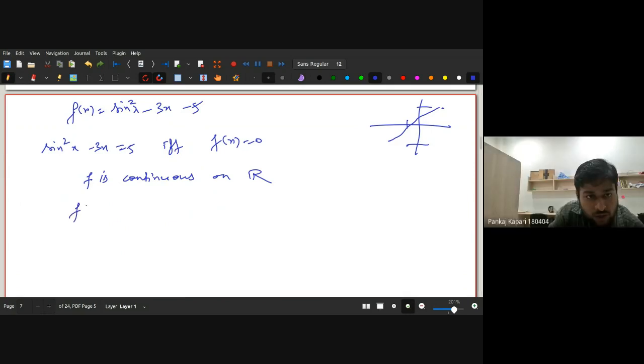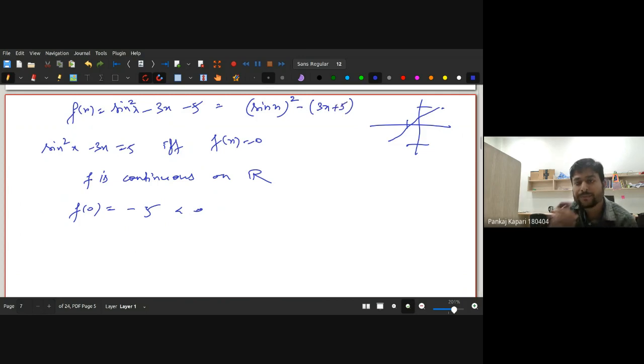So what about at 0? At 0, the function value is minus 5, which is negative. Now we just have to find some point where the function becomes positive. You can see this is sin x whole square and then minus 3x plus 5. This part is always positive, so if we can make this part negative, then everything will become positive.